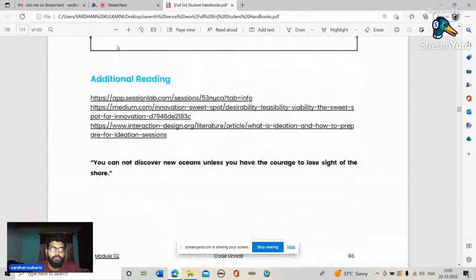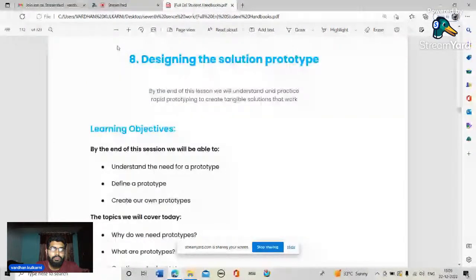So let's understand designing the solution prototype. Here we learn to create actual prototypes, analyze the prototypes, and identify factors to assess the effectiveness of the prototypes, right?